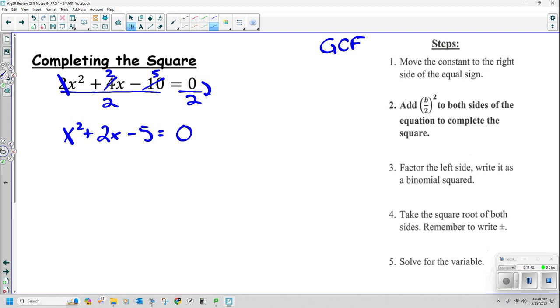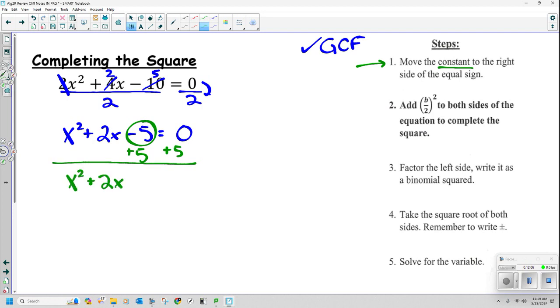That's good. All right? So we did our GCF, check. The next thing is, I'm going to move the constant. That's the number without the variable. I'm going to move that to the right side, or the other side of the equal sign. So I just want, on one side, all the terms that have my variables, and on the other side, the terms that don't.